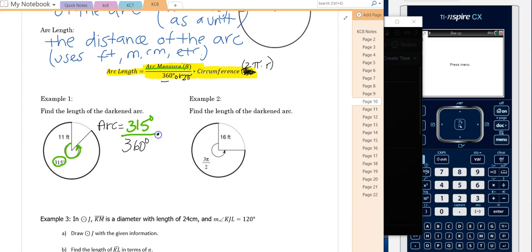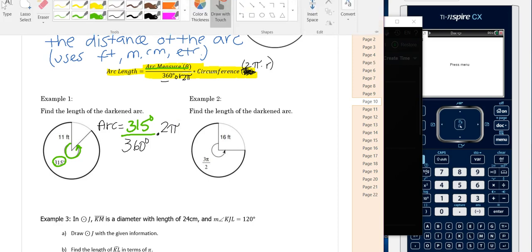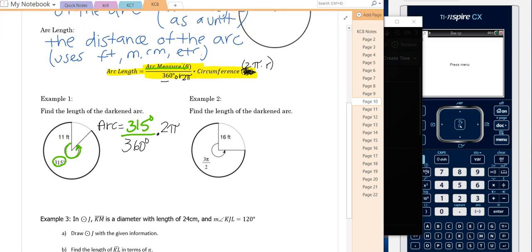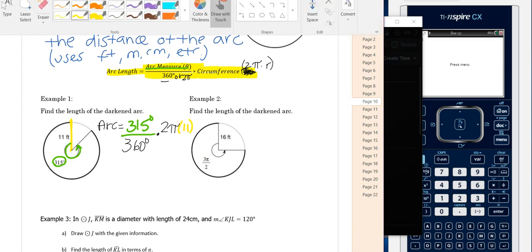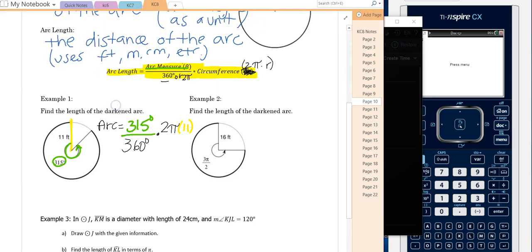The next thing is the other part of the equation: 2 pi times my radius. Remember that the radius is half of our diameter. It's from the center to one point of the circle, which in this case is 11. All right, so now we have to simplify. You can use your calculator and substitute everything in, but I personally think it's best to do it in steps, just so that you know you are multiplying everything correctly.